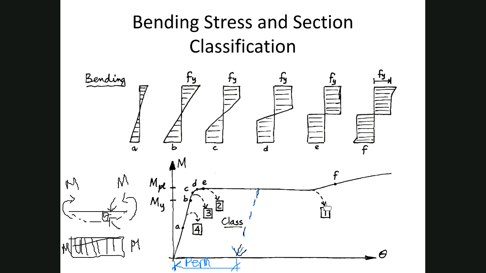What does that look like in terms of the stress diagram? On the top here is the stress diagram. If I'm at point A here, I'm in the elastic range. So it's elastic. At the bottom, F is the stress. So this is the stress here, the stress at the very outside fiber.